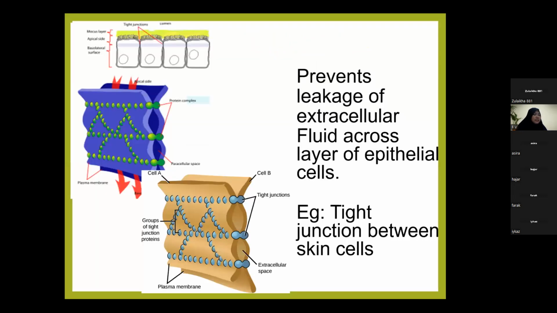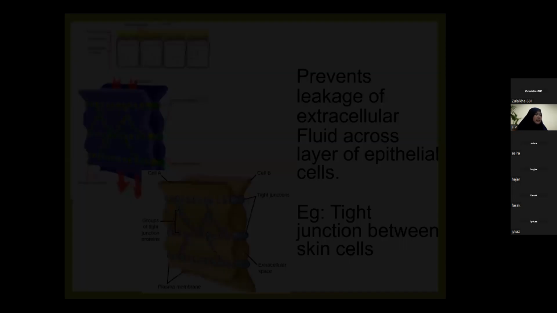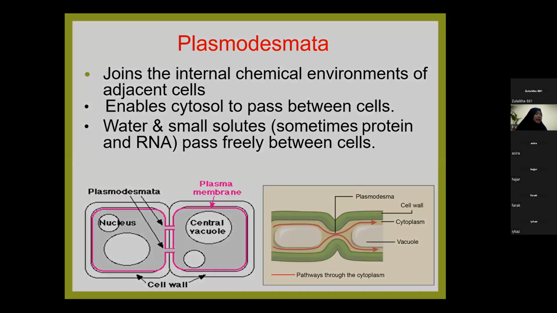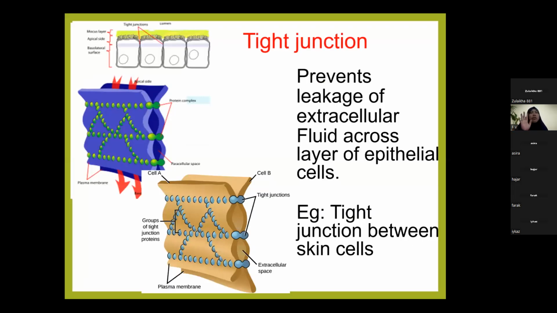Okay, back to the slide here. Okay, so the function of plasmodesmata is to enable cytosol to pass between the cells, right, to allow water or small solutes, sometimes protein or RNA, to pass freely between the cells. Okay, right. And that is all for plant cell junction.